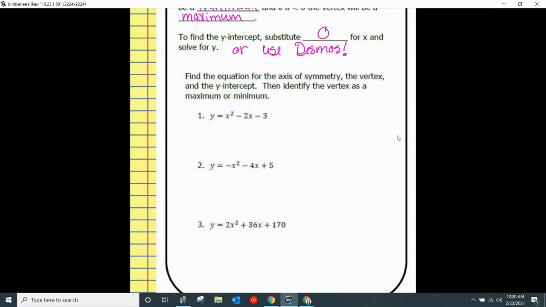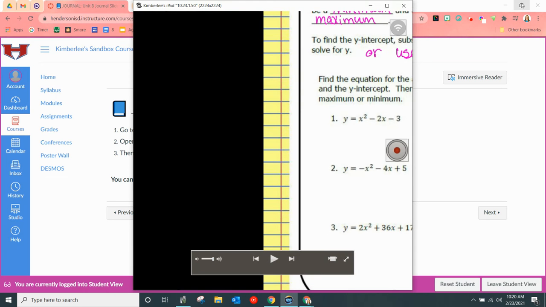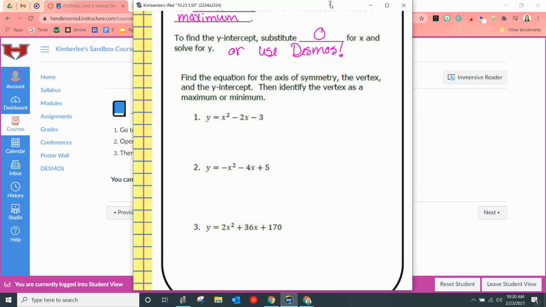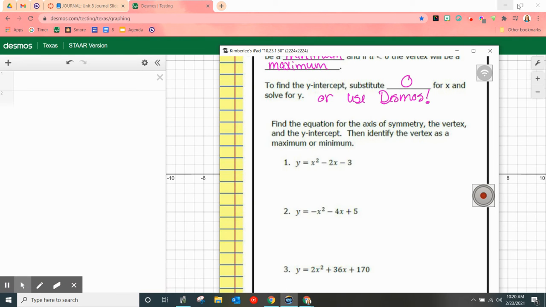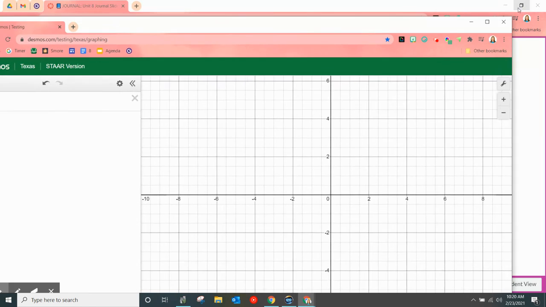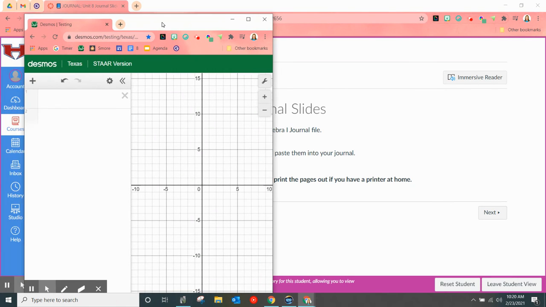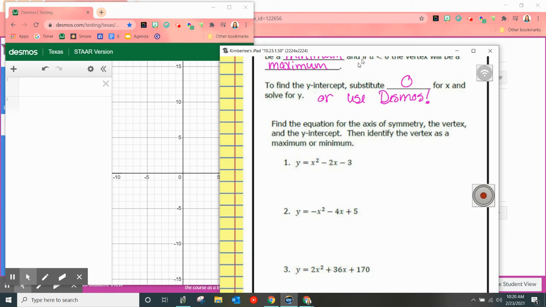So for the first one, let me make this a little bit smaller here and get my thing. Okay, perfect. Now let me pull up Desmos on another screen over here. All righty. Let me see if I can get these side by side so we can see them a little bit better. Okay, so I'm going to type this first one in.